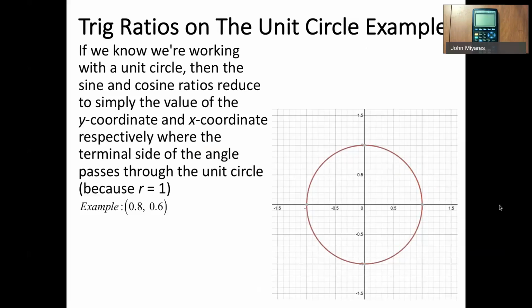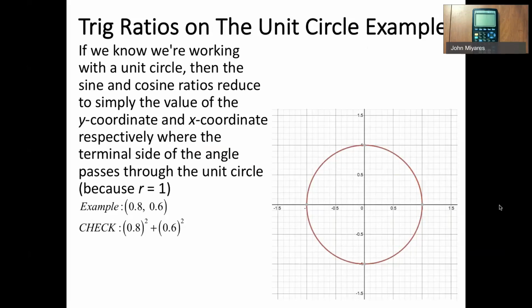So let's look at an example of this. Suppose I tell you that the terminal side of angle theta passes through the point 0.8, 0.6, and you want to find the sine of theta and the cosine of theta. The first thing we should probably do is verify whether or not this point is actually on the unit circle. So let's plug this into our equation for a unit circle, taking 0.8 squared and 0.6 squared and adding them up to see if they equal 1.